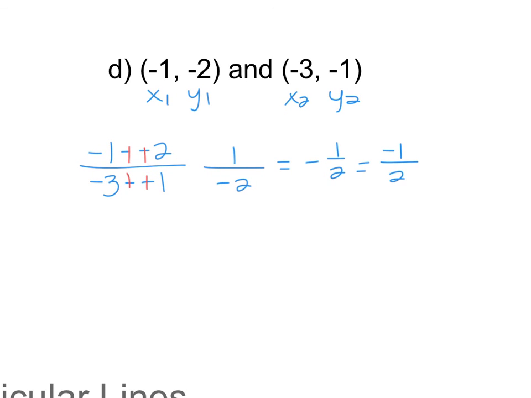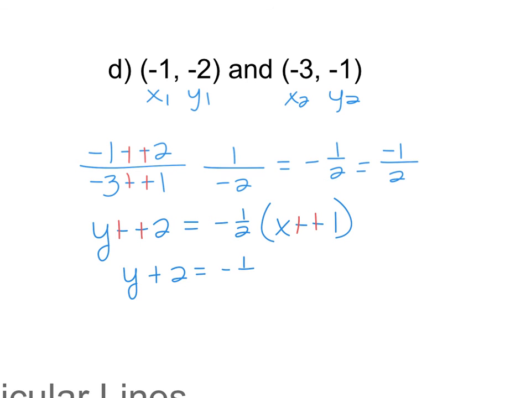Okay, now let's plug it in. I'm going to pick the first point. So y minus negative 2 equals negative 1/2 parentheses x minus negative 1. Clean it up, and I have y plus 2 equals negative 1/2 parentheses x plus 1.